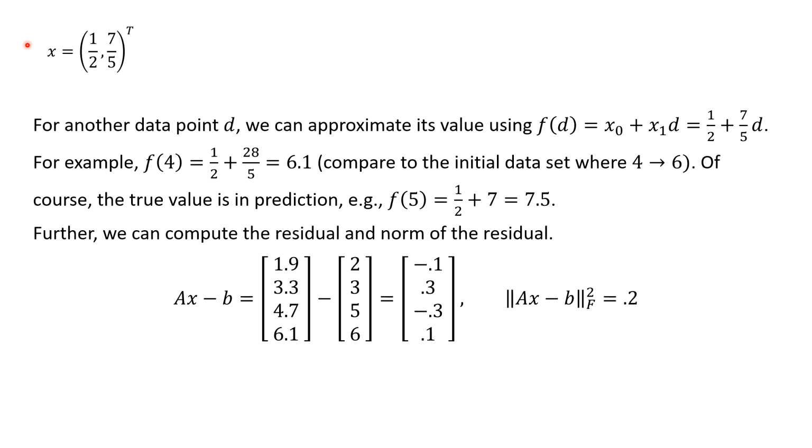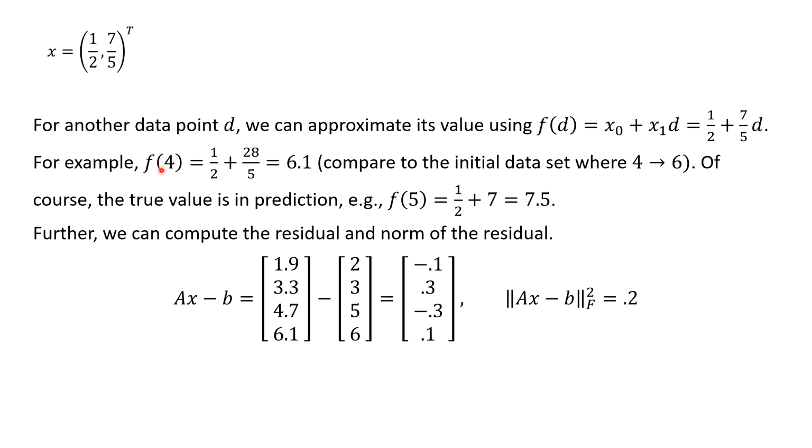Continuing with the problem, I brought over our solution from the previous slide. This was our x0 and this is our x1, and now we can use this to predict other values based on our 4 observations. So our equation f of d equals x0 plus x1 times d, and we can plug these values in here. We only have the one feature to work with. So let's try 4. Now remember we had a value for 4 of 6.